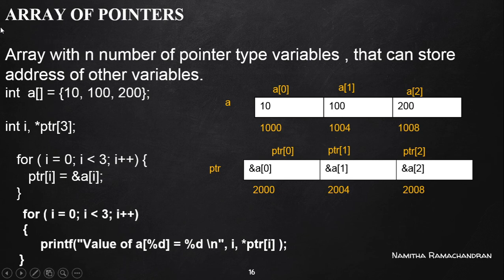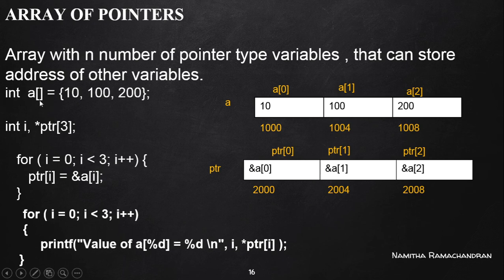Now here is the concept of array of pointers. That means an array with n number of pointer type variables that can store the addresses of different other variables. Here we use an array of pointer type variables, and these are used for storing the addresses of a different set of variables. So from one example, it will become more clear.